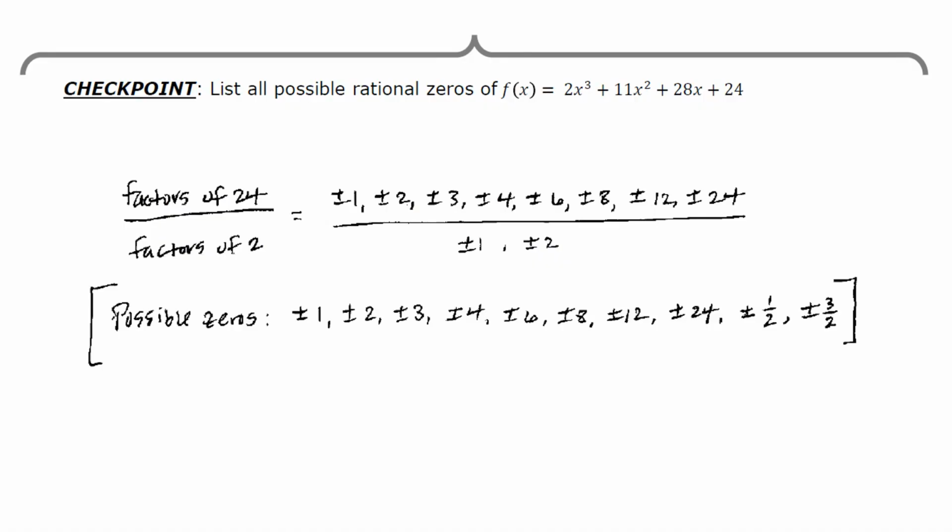All right, so here is the solution to our checkpoint. So you should have gotten the possible zeros: 1, 2, 3, 4, 6, 8, 12, 24, 1/2, and 3/2.